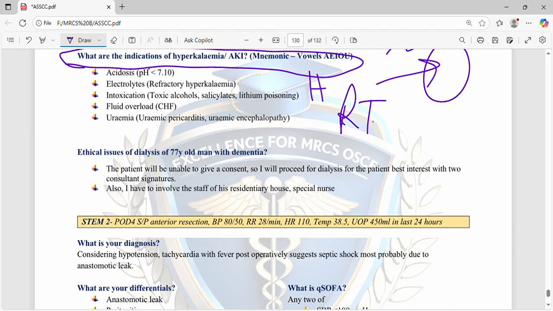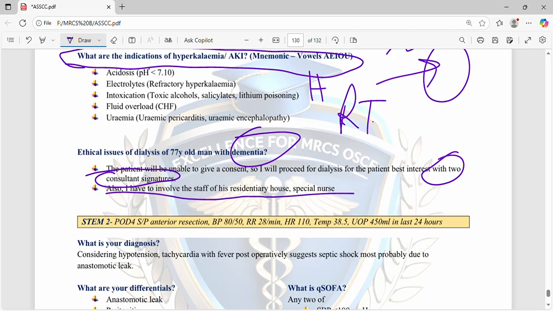Ethical issue of dialysis in a 77-year-old man with dementia. In dementia, they are unable to give consent. So what will you do? The patient will be unable to give consent, so I will proceed with dialysis in the patient's best interest with 2 consultant signatures. This is very important: with 2 consultant signatures. Also, I have to involve the staff of his residential house or special nurse, if the patient is in a care home.